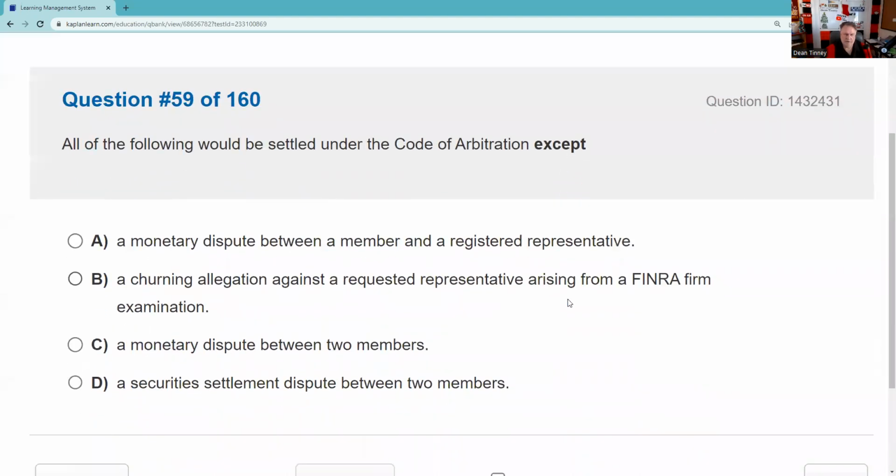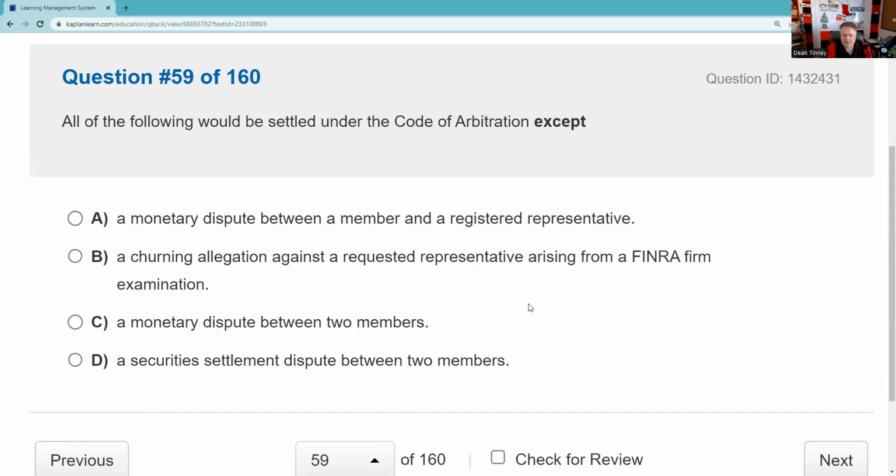All the following would be settled under the Code of Arbitration except a monetary dispute between a member and a rep, yes. A churning allegation against a registered rep, yes. Arising from a FINRA firm examination. So arbitration isn't about the member firm and FINRA. No, that's a Code of Procedure thing. A monetary dispute between two members, yes. A securities settlement between two members, yes. So it's B.